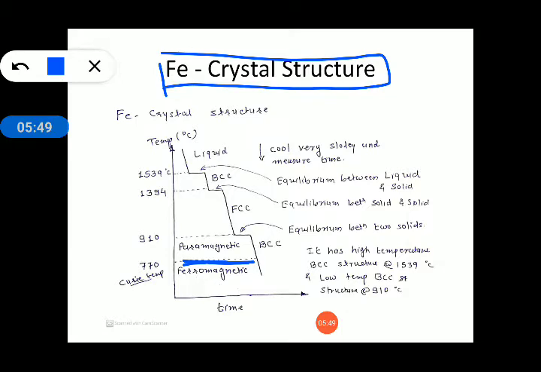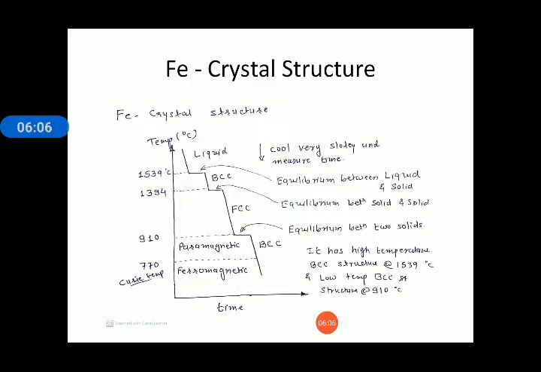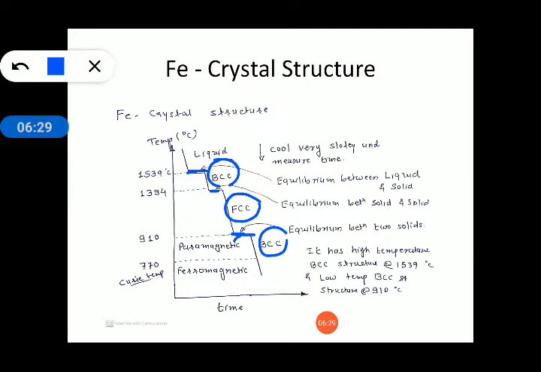So the crystal structure of iron is in three forms: BCC structure at high temperature, FCC structure, and again BCC structure at lower temperature. In this diagram this is called equilibrium between liquid and solid. This is also equilibrium between solid and solid, and this is also equilibrium between solid and solid. During these equilibrium phases, the structure can change from BCC to FCC and FCC to BCC.